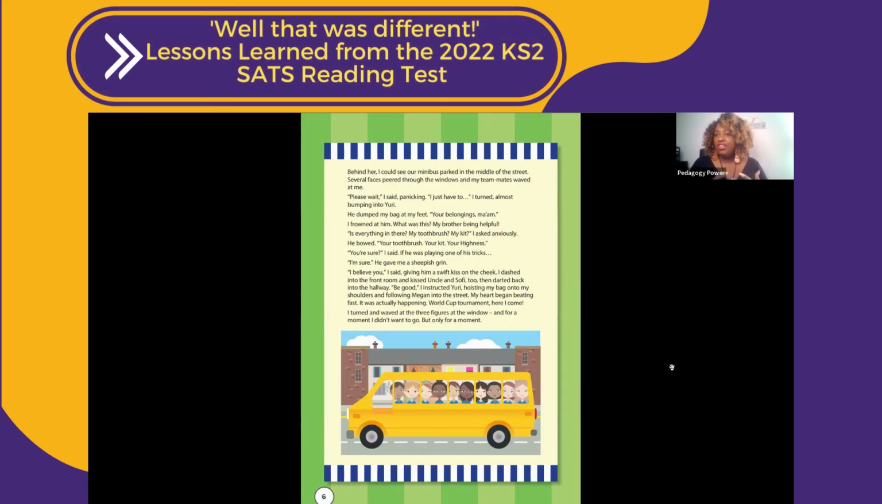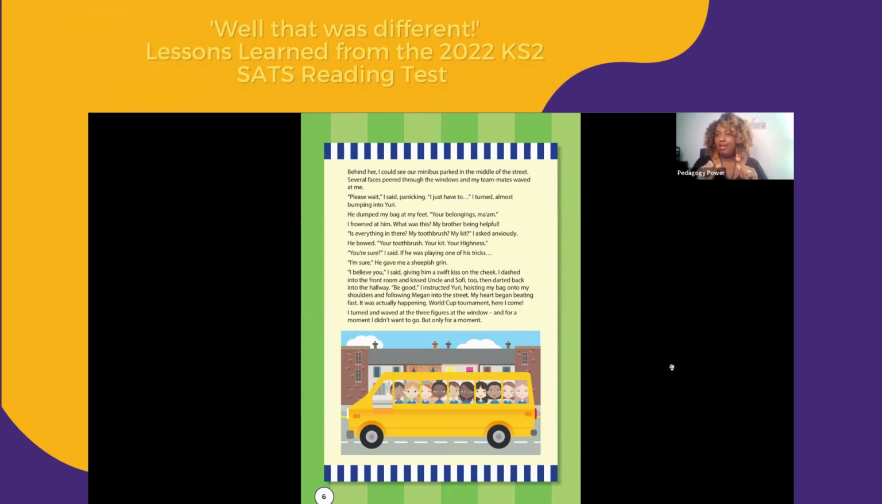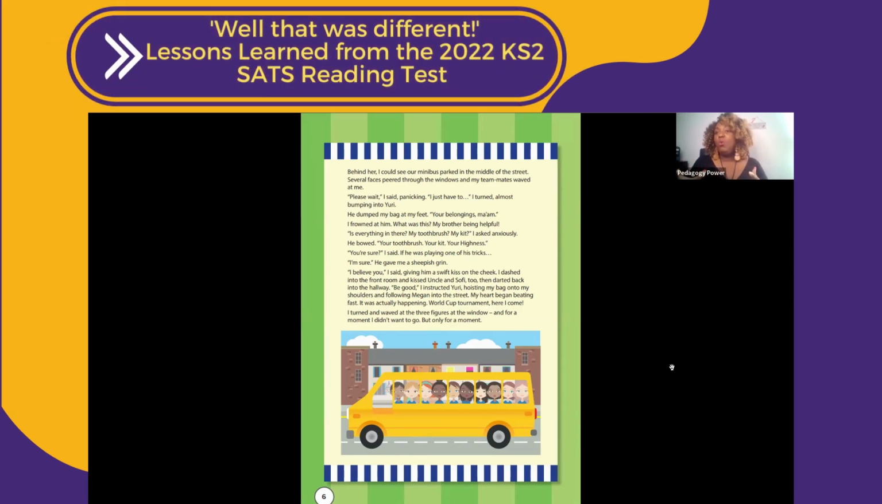Another interesting question that came up in the paper was the one in the speech bubble, where the child had to complete what it is that Veronica was about to say. So when she was interrupted and it says, please wait, I said, panicking, I just have to. They then have to complete what could have appeared at the ellipse. Now, seems straightforward enough. There's lots of evidence around to retrieve from in order to gather what that should be.